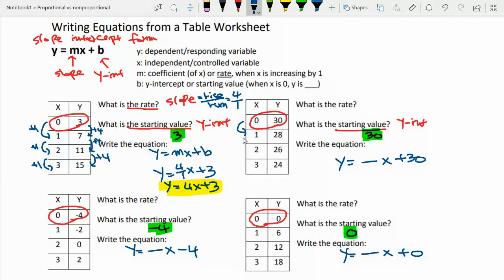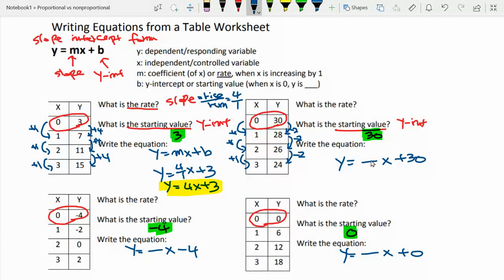Okay, so moving on to here, I'm going to find my pattern. X is going to go 0, 1, 2, 3, so I'm adding 1. My pattern is adding 1. Every time I add 1, what happened to the y? 30 becomes 28, 28 becomes 26, 26 becomes 24. I'm decreasing by 2, 2, 2. So 30 minus 2 is 28, 28 minus 2 is 26, 26 minus 2 is 24.